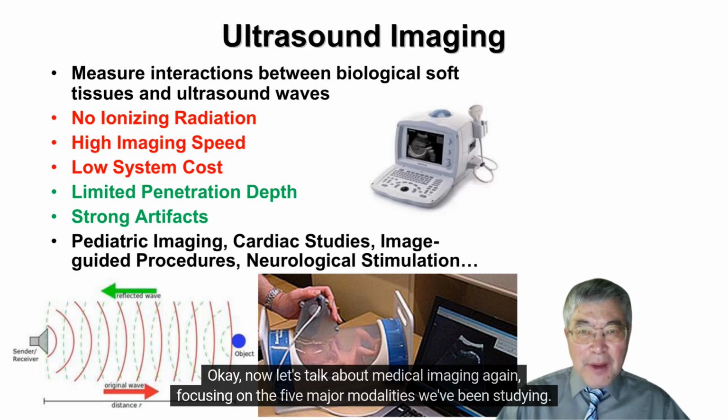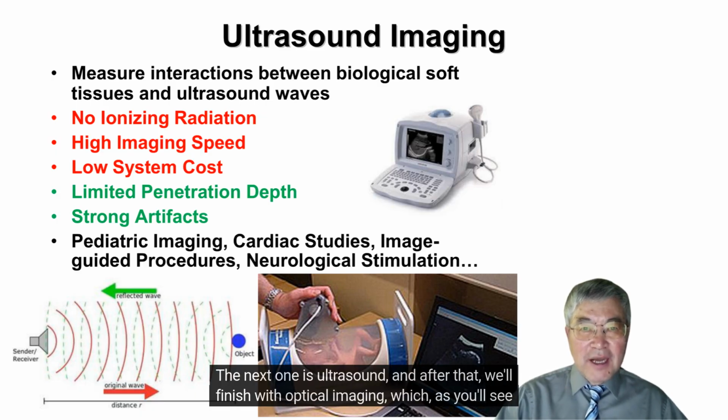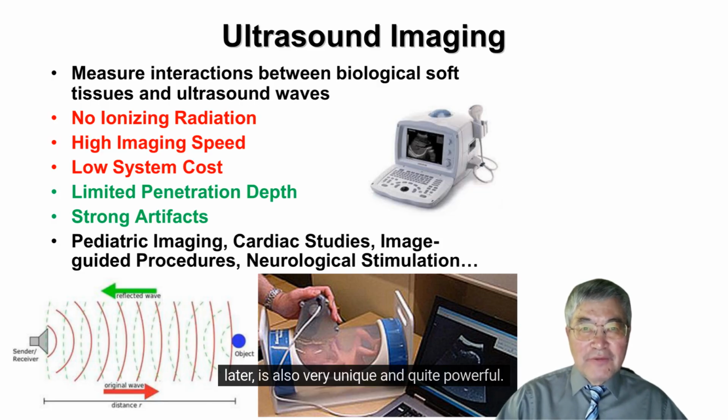Okay, now let's talk about medical imaging again, focusing on the 5 major modalities we've been studying. We've already gone through X-ray imaging, nuclear imaging, and MRI, the 3 big ones. The next one is ultrasound, and after that we'll finish with optical imaging, which, as you'll see later, is also very unique and quite powerful.